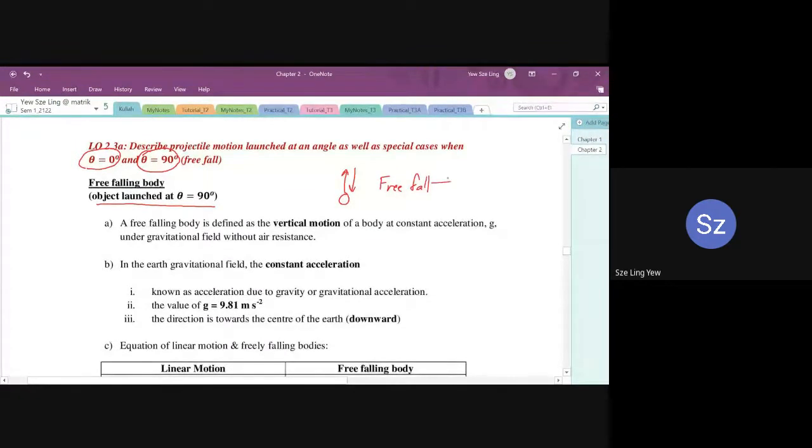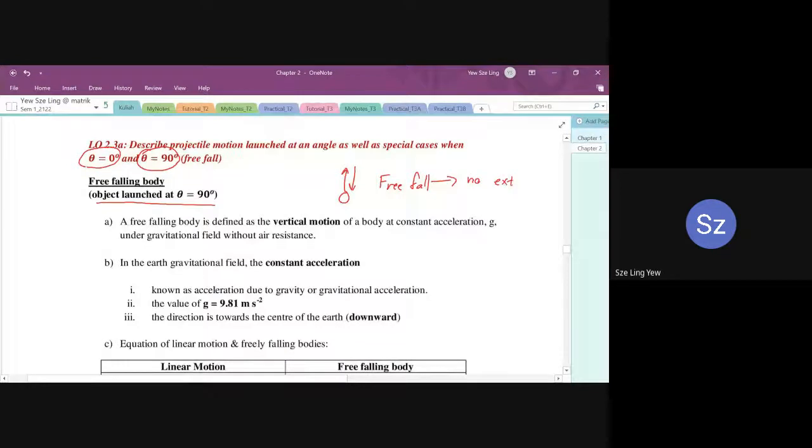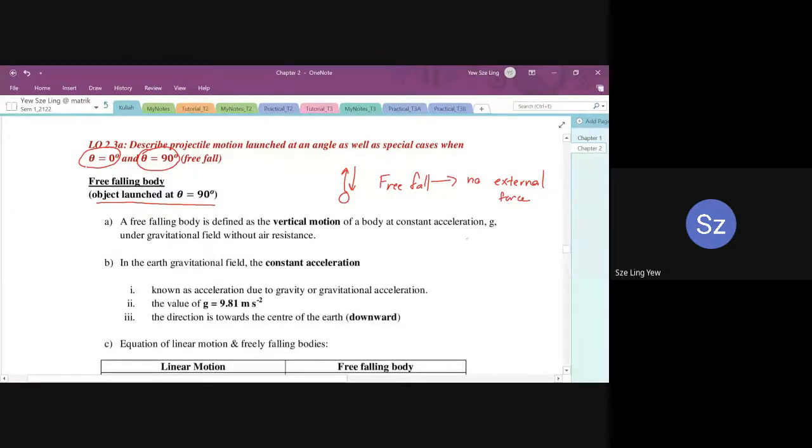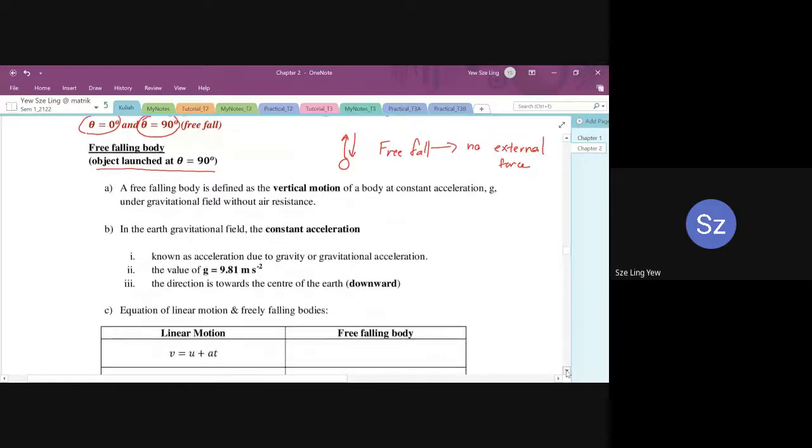So free fall means no external force. The moment you throw an object and the object leaves your hand, the object is already in free fall motion. Because it leaves your hand, now it moves freely without any external force. As long as you're still holding it, that's not free fall, because you are the one that gives it external force. So the moment you throw something up or the moment you drop it, the object will undergo free fall, because there is no external force already.